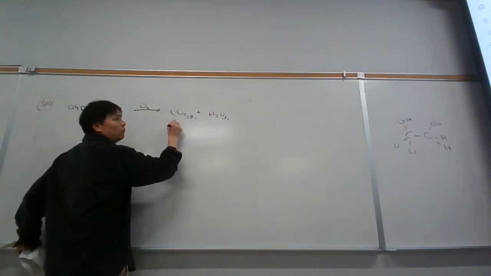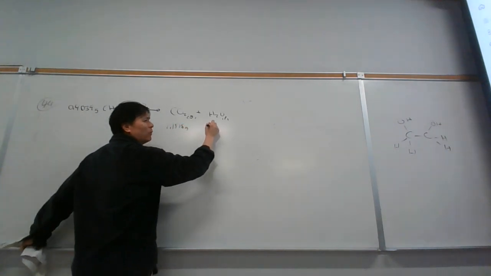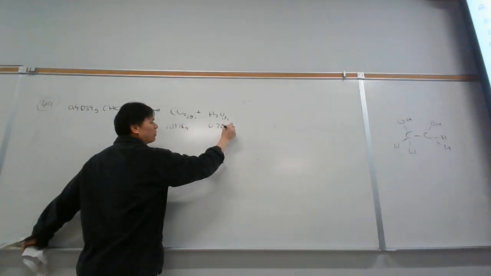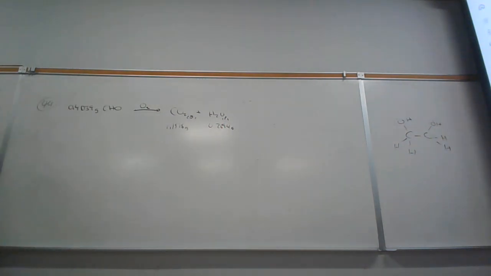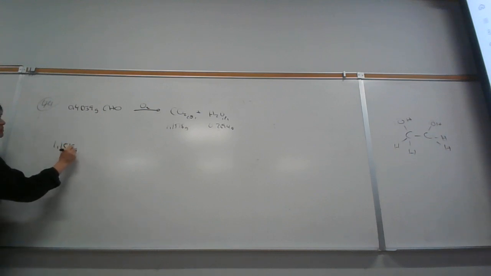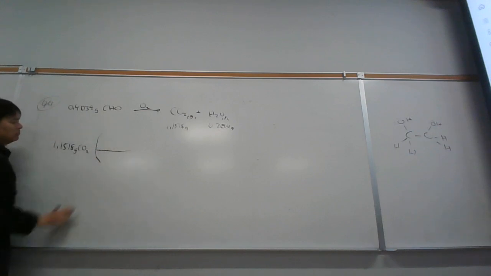And so there's 1.1518 grams of CO2 and 0.2694 grams of H2O. And then I'm going to use some stoichiometry based on the formula. So if I have 1.1518 grams of CO2, then what I'm going to do is convert it into moles of CO2.